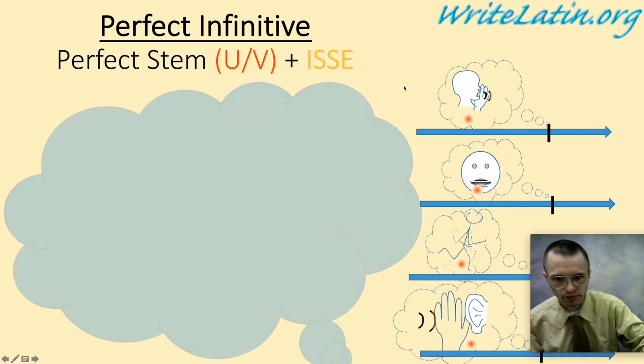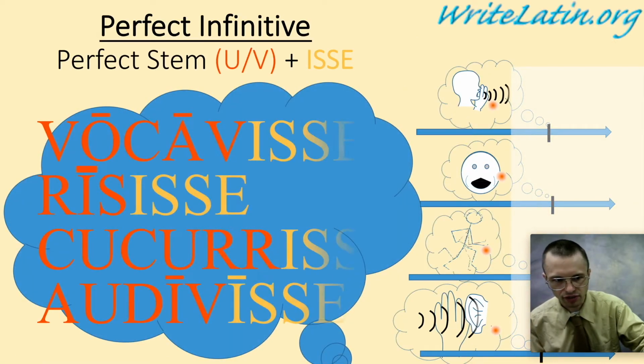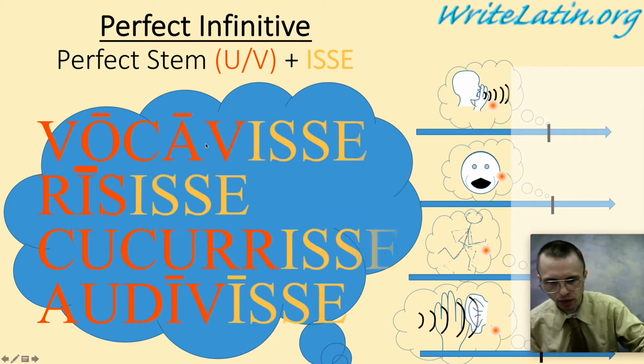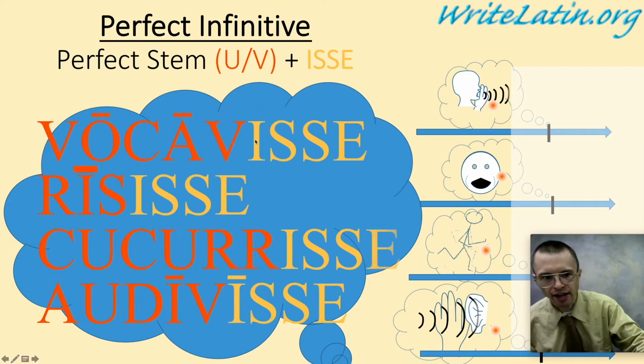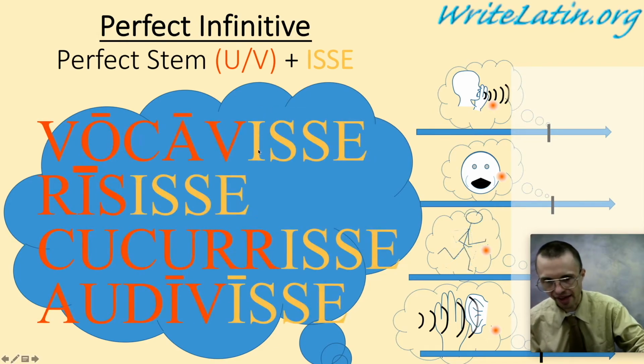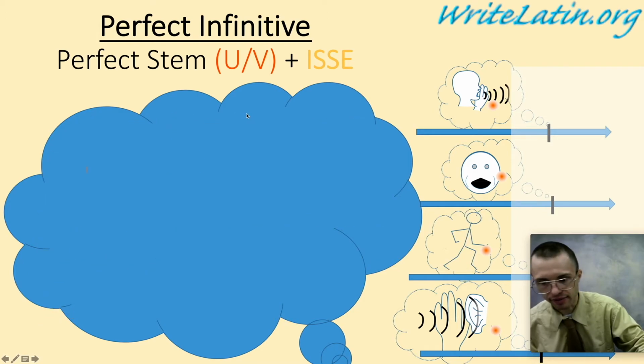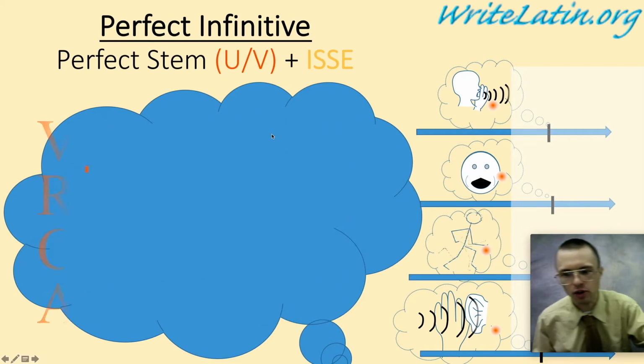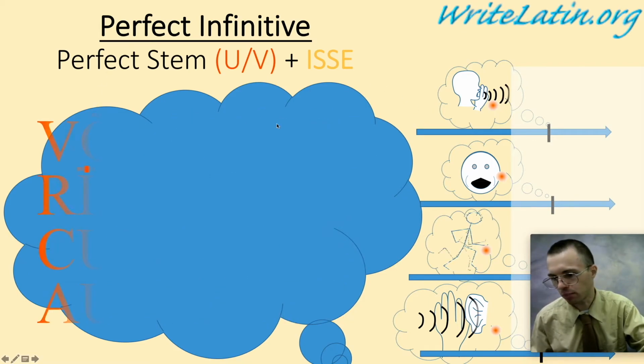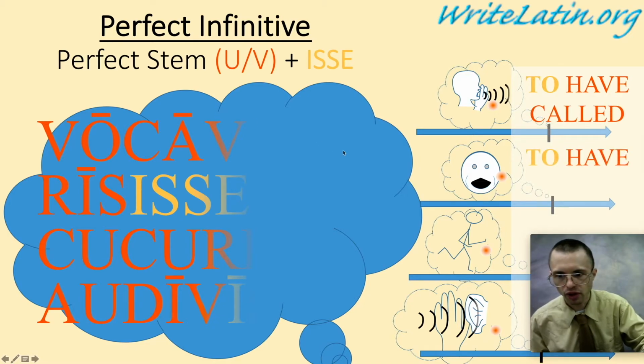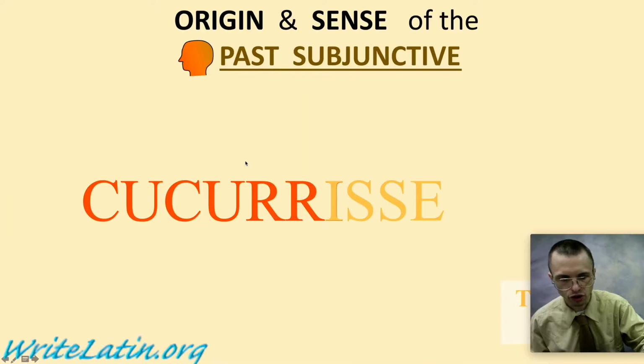Okay, so what is that perfect infinitive? In case you forgot, you take the third principal part, you take the perfect stem, vocav, and add on an adulterated form of esse, which became isse. But it really is esse, but it just is said like isse. And that means to be in a state of having called, having blanked. So, to have called, to have laughed, to have run, and to have heard.